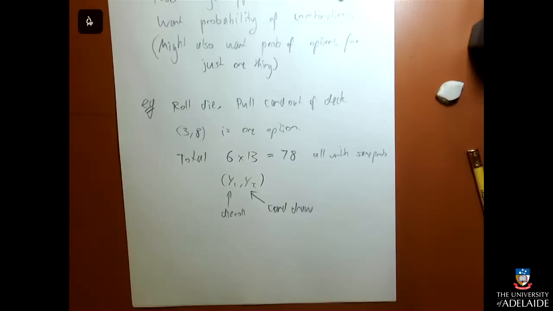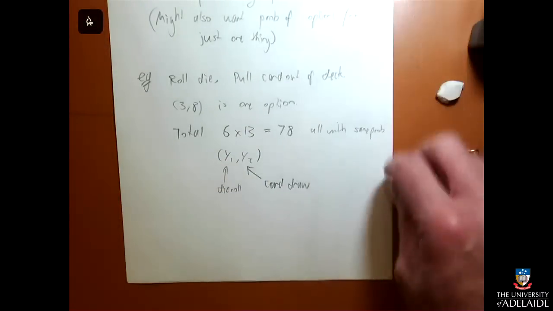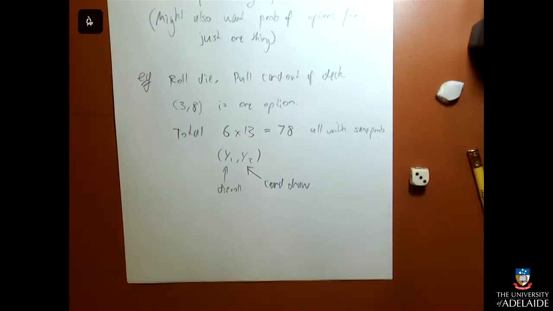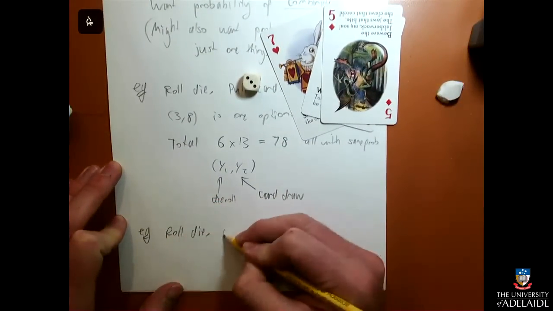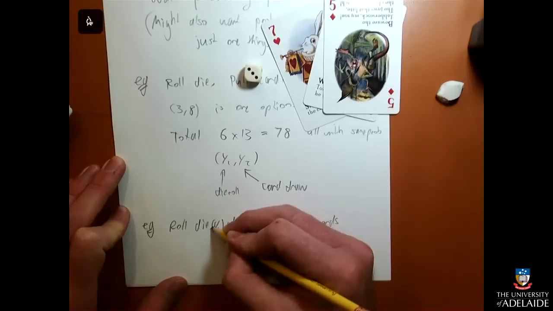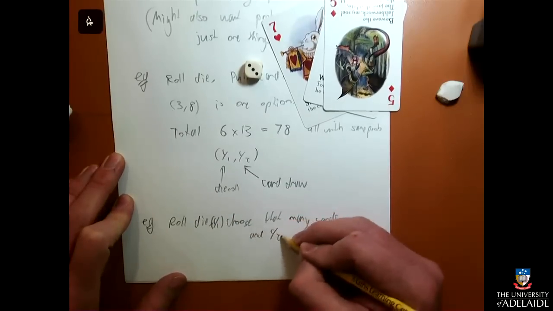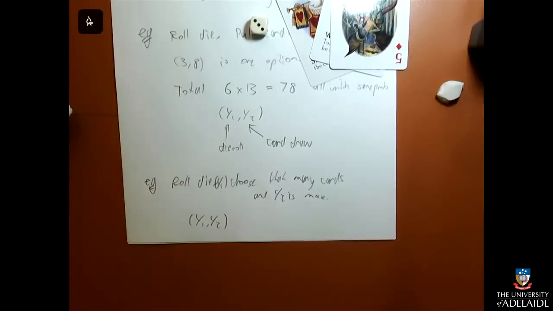So this is an example where everything's got the same probability. You've got 78 options, and they're all 1 in 78. But I could think of ones where they aren't. I could play a random game where I roll the die, and then I pick out that many cards, and the maximum of those cards is the number that I write down. So I roll the die, and that's Y1. Choose that many cards, and Y2 is the maximum. And in that case, they're not all the same probability anymore.